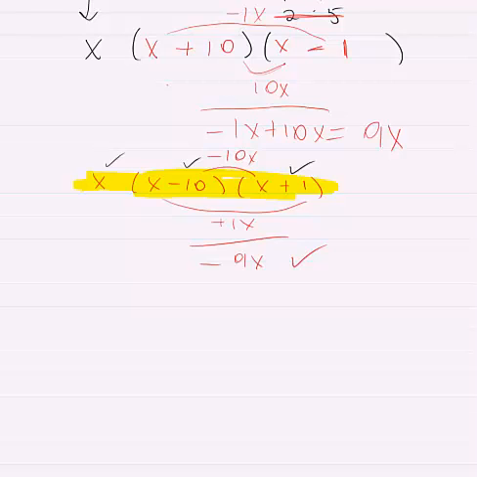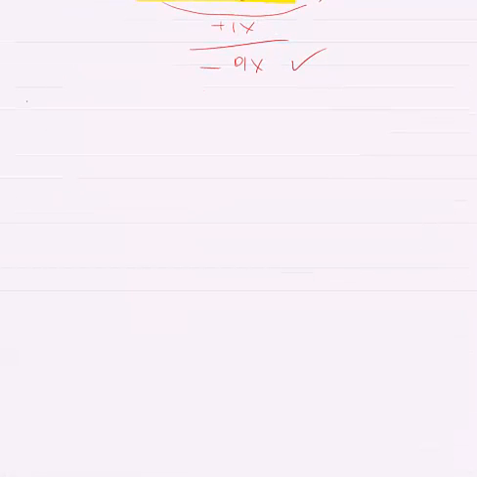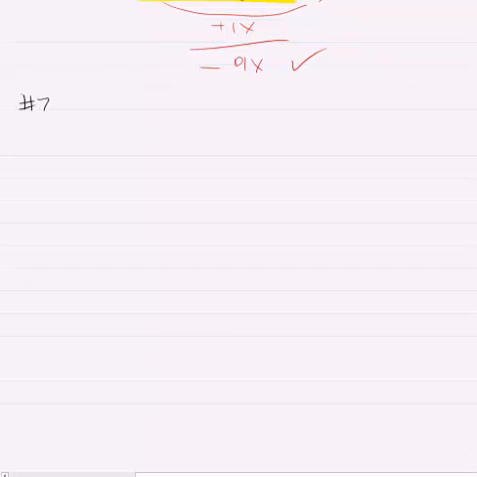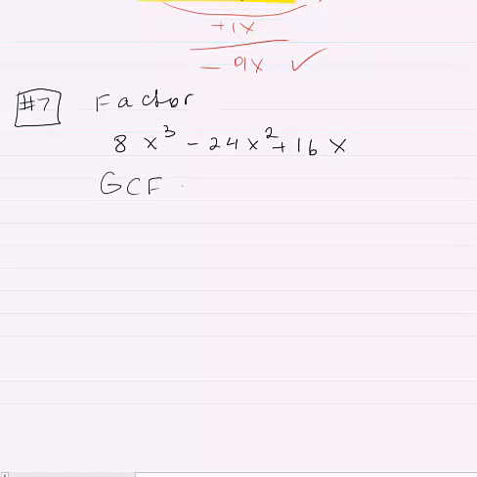Okay, and then the last problem that I will show you, example 7, is the following. Factor 8x cubed minus 24x squared plus 16x. Okay, and by looking at this, I first again notice that I have a third degree, therefore I'm thinking of GCF. I'm finding the GCF.